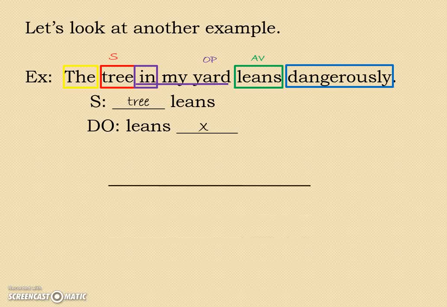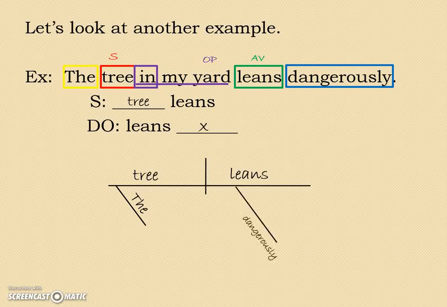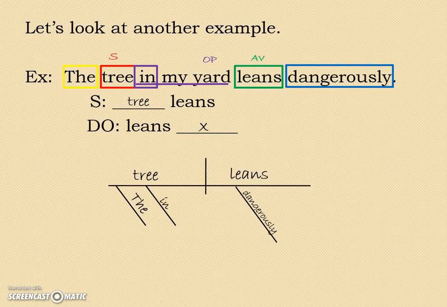When we go to diagram this, we have just a subject and verb in our main clause. The rest is modifiers. So we have the word the, modifying tree, adverb dangerously, modifying leans. And then let's look at the preposition. We have to make our dangle for our preposition, which is in, our horizontal at the end of the slant for our object. And because the word my is modifying yard, we will need to dangle it from yard. And that is how you diagram a sentence that contains a prepositional phrase with a modifier for the object.